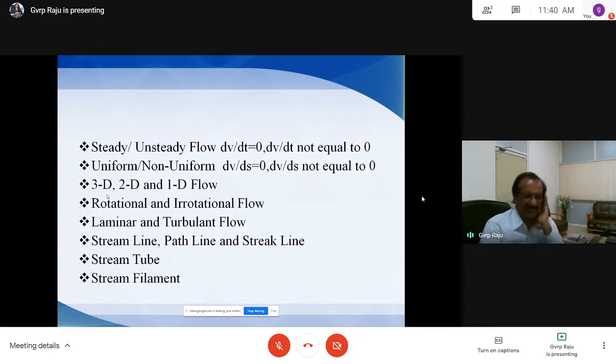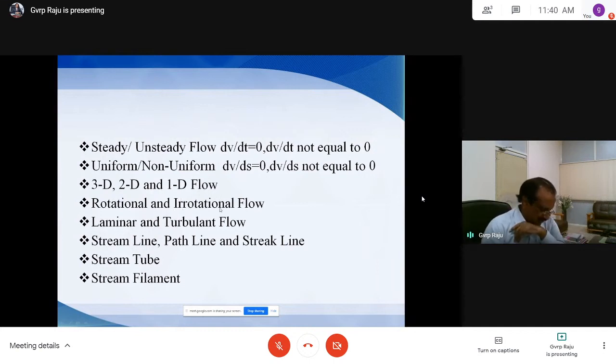You can take the example, liquid in a rotating tank is rotational flow. Rotational flow means that if the fluid, while moving in a direction, rotates about its mass center, we can say it is rotational flow. Irrotational flow: when it does not rotate about its mass center while moving in the direction, you can say it is irrotational flow.